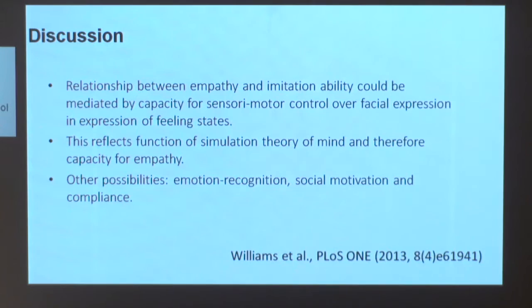Now, that could be mediated by a capacity for sensory motor control over facial expression when expressing feeling states. And perhaps, to come back to this later, there's the question of theory of mind and how much that reflects the ability, when you see a face, to imitate it offline, so to speak. But other possibilities: is it simply an ability to recognize and encode emotional expressions? Is it to do with social motivation and being keen to do well? It might have just been people's attention to the task. So those are things that we need to look at.